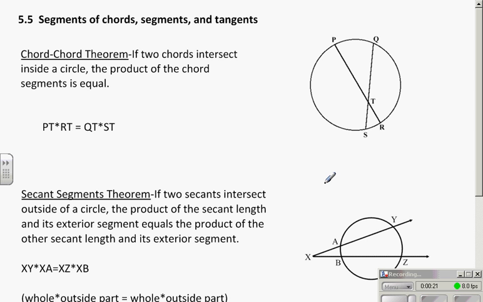And our first theorem is chord-chord. If two chords intersect inside a circle, the product, multiplication, of the chord segments is equal. So you break each chord into its pieces, multiply the pieces together, and they're equal to each other. So PT times TR is going to be equal to TS times TQ.